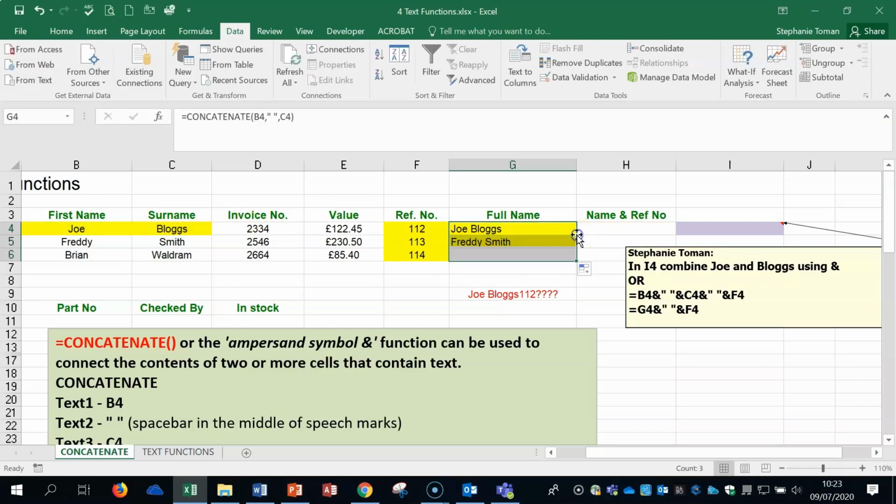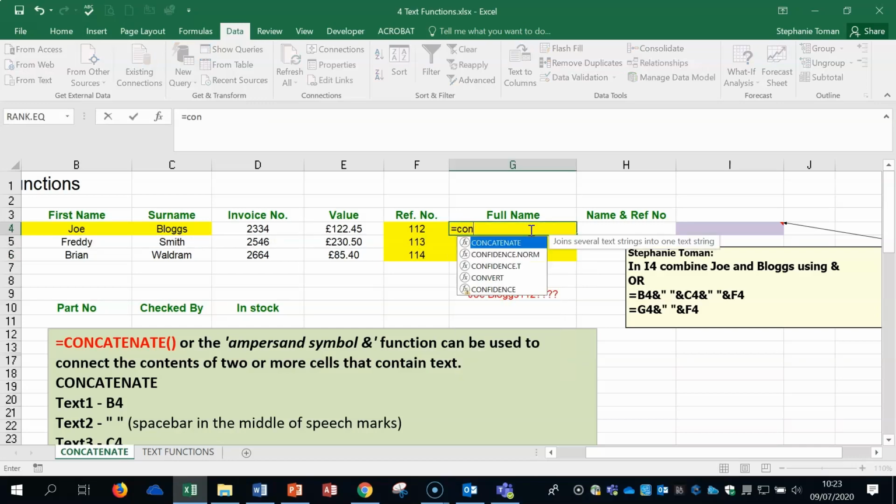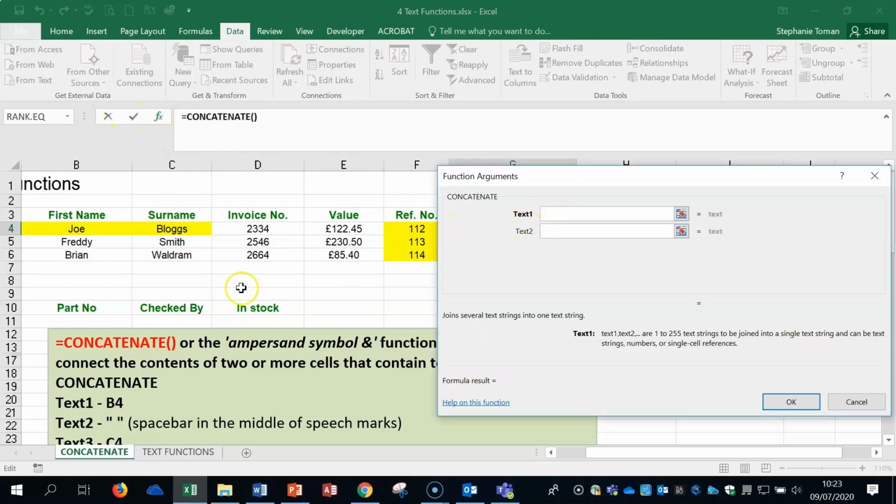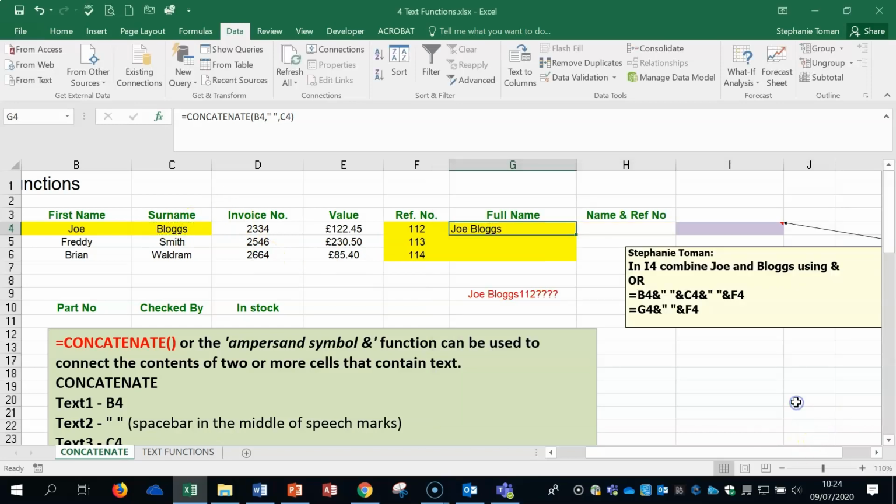Now when you double click, autofill it down, you can see that it works beautifully. Let's do it the other way. So equal concatenate's coming up. Go to the FX. The first one is the Joe in B4. The second one, and see the third text area comes available automatically, with our speech mark, spacebar, speech mark, and then our next one. And you could continue. And it works exactly the same.